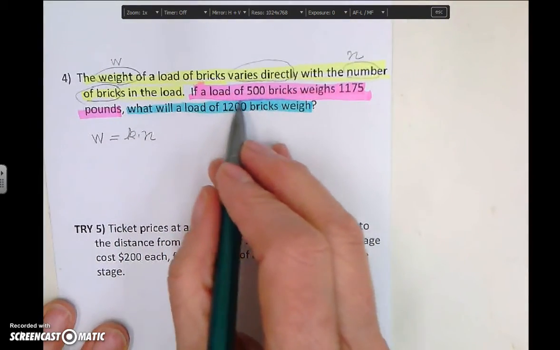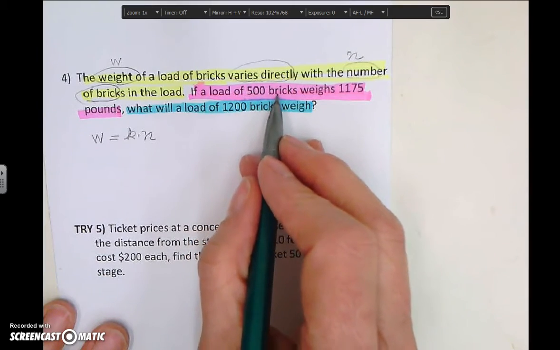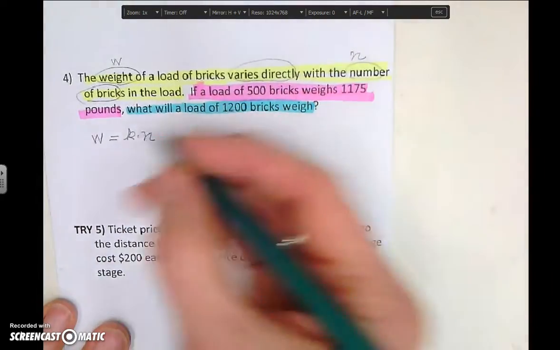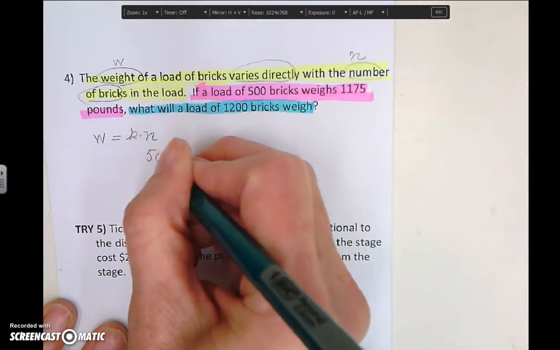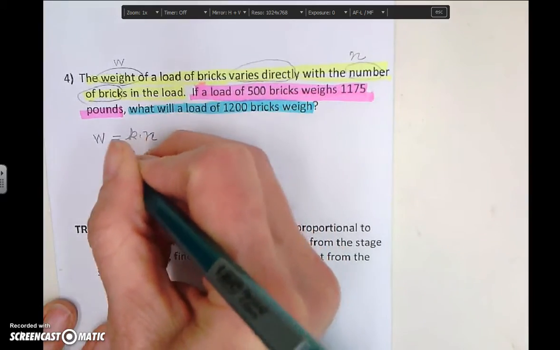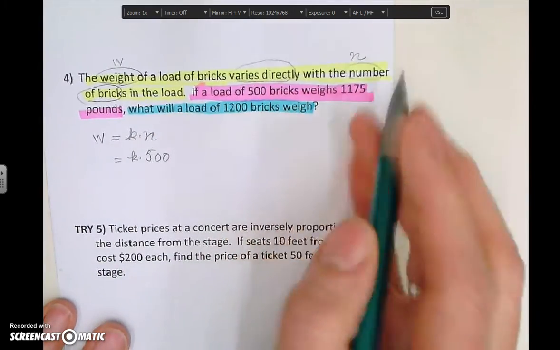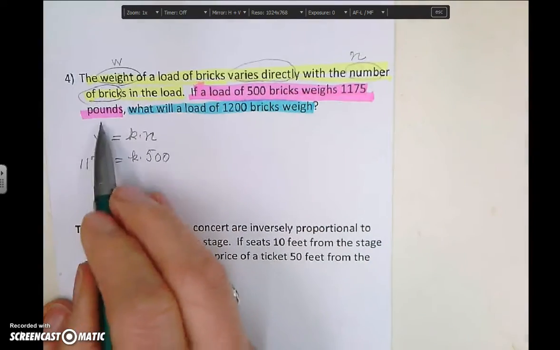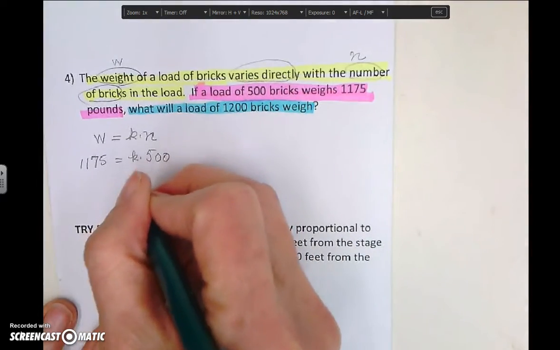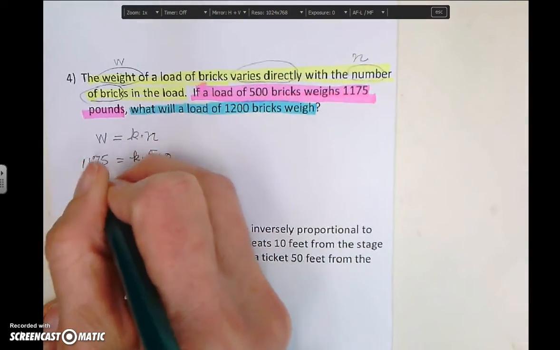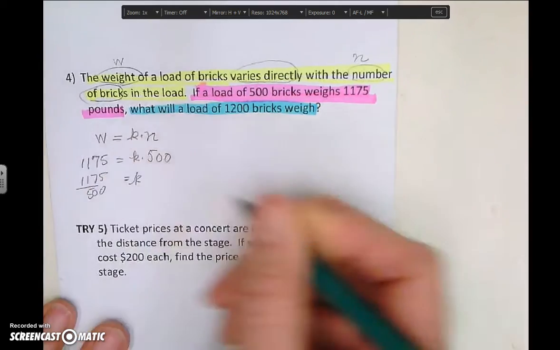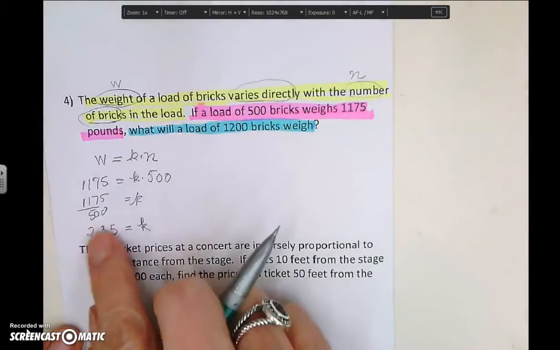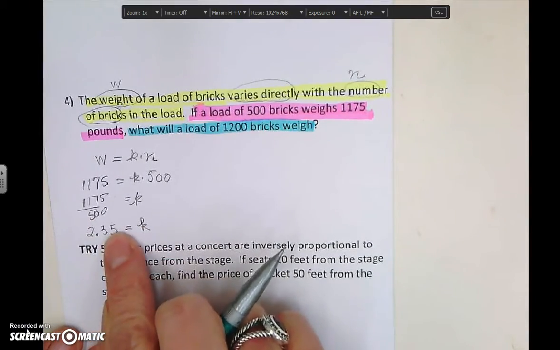Then for my pink statement, I have a load of 500 bricks. So does that go for weight or go for, no, it goes for number. So 500 goes in for the N. And then the load weighs 1,175 pounds. So put that in for my W. Now I need to figure out what k is. So I'm going to need to divide 1,175 divided by 500. So I got the fraction 47/20, and then I changed that to the decimal 2.35.